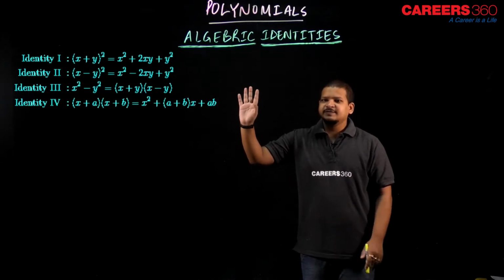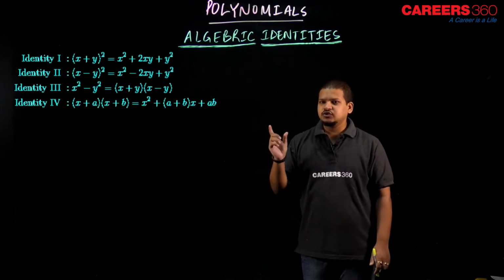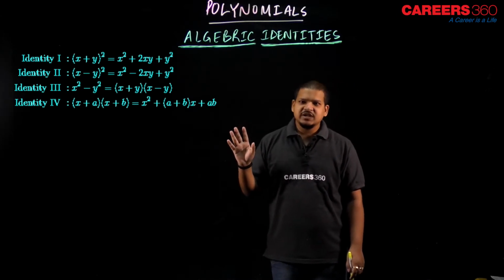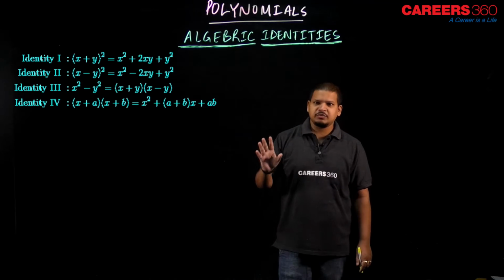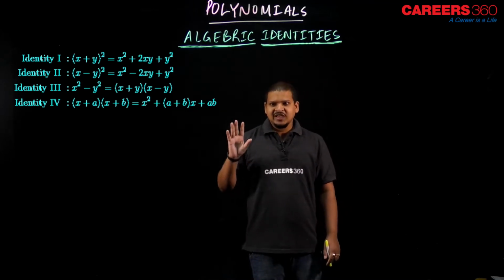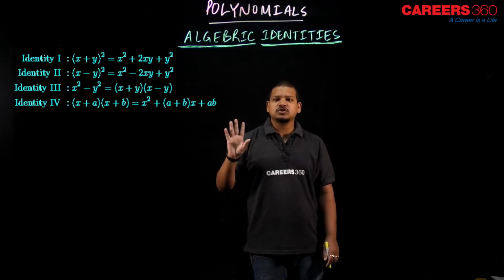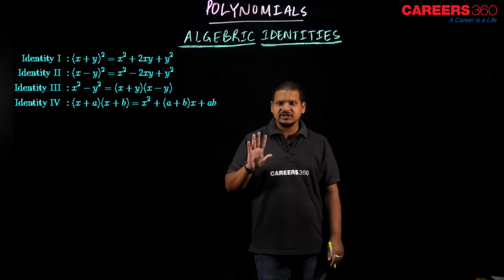Identity 1 is (x plus y) whole square is equal to x square plus 2xy plus y square. The next one is (x minus y) whole square is equal to x square minus 2xy plus y square. The next one is x square minus y square is equal to (x plus y)(x minus y). I hope this is clear to you.